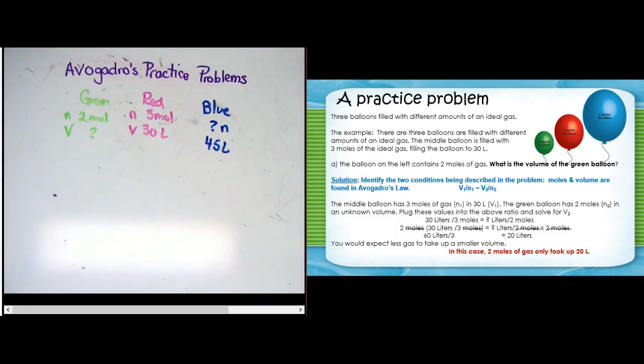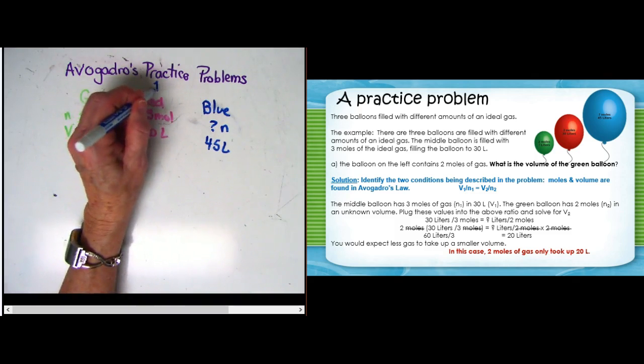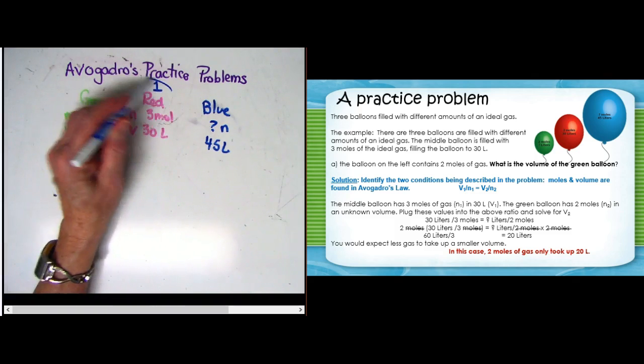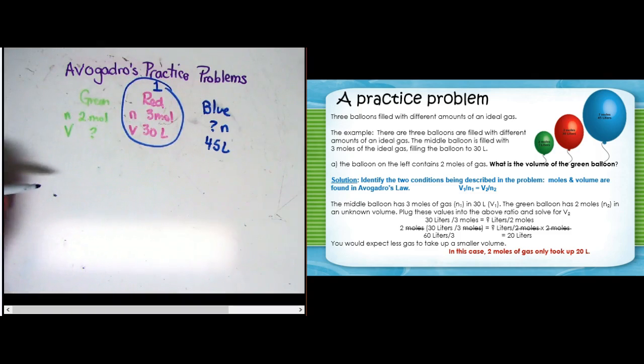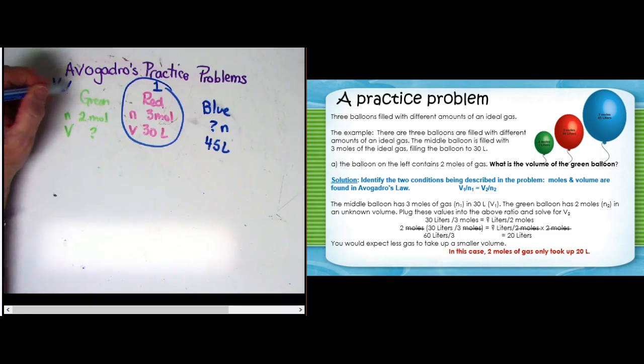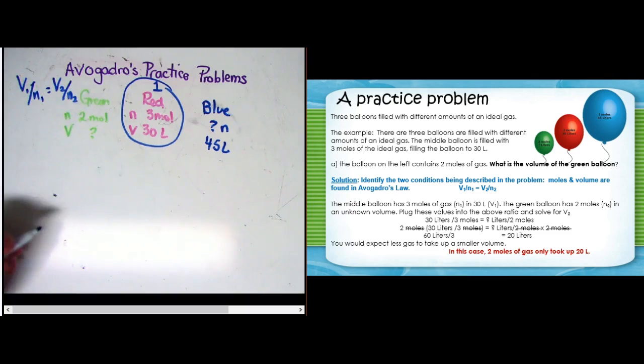So since we know most about red, we're always going to call red number 1 for the problems. Okay, so red is going to be number 1. When we look at the law, we know that Avogadro's law is V1 divided by N1 equals V2 divided by N2.